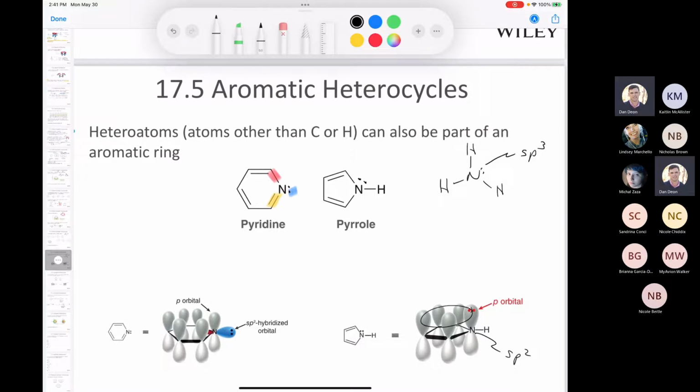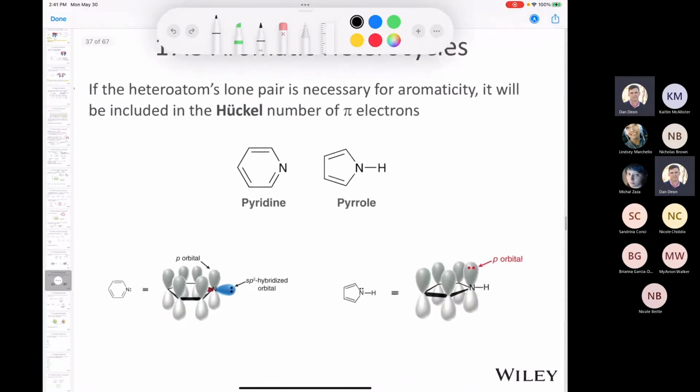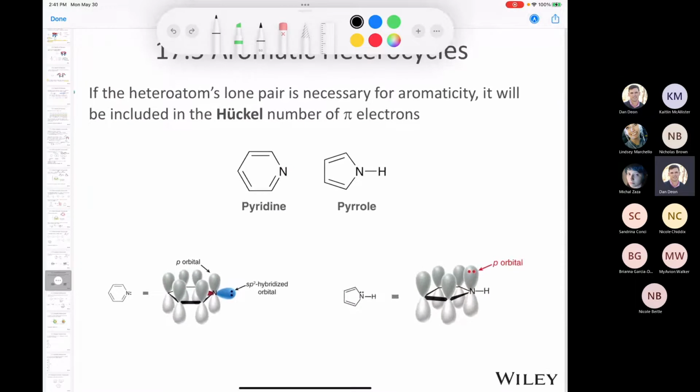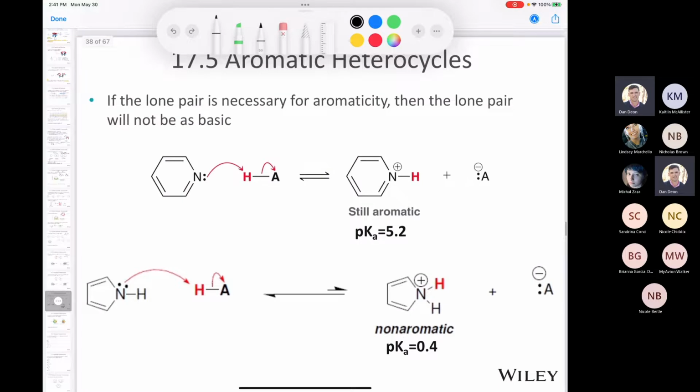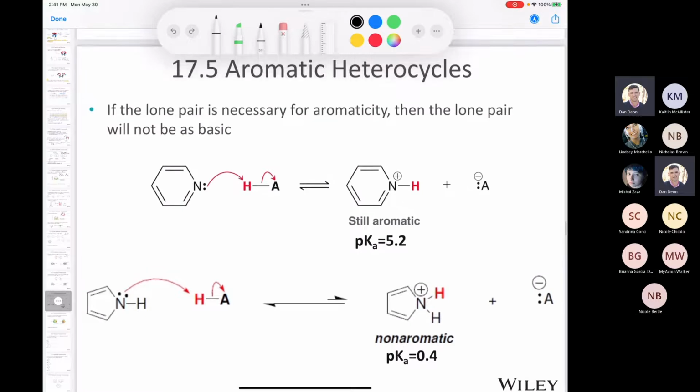And that's why pyridine is a good base. It's an electron donor, whereas pyrrole isn't basic at all. It's a crummy base. It doesn't want to donate this pair of electrons because it needs them for the compound to be aromatic. Check it out. What happens? I already covered all this. So what happens if you protonate pyridine? If you protonate pyridine, you get something with a pKa of around 5. Okay, this is called a pyridinium cation.